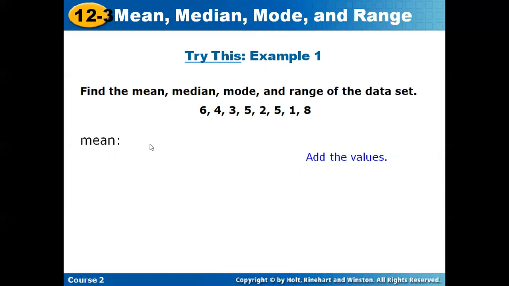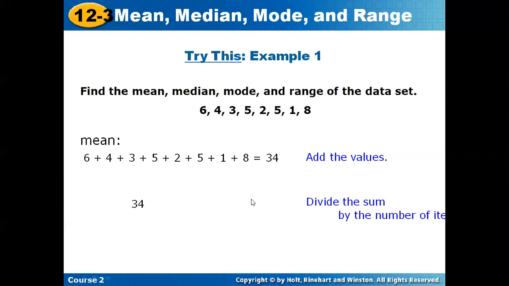To find the mean, we're going to add the values. That could be 6 plus 4 plus 3 plus 5 plus 2 plus 5 plus 1 plus 8. Then the sum is 34. Divide the sum by the number of items. So how many items do we have? There will be 8 items again. So 34 divided by 8, the result is 4.25. So the mean here is 4.25.